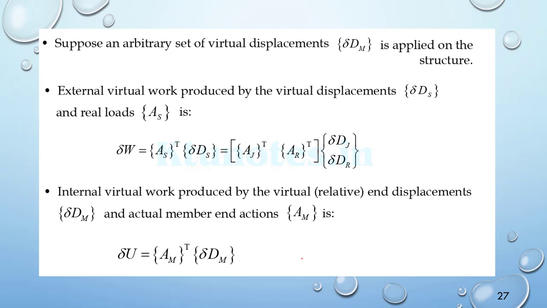Suppose an arbitrary set of virtual displacements, delta DM, is applied to the structure. This delta DM is applied to the structure because this is the member displacement. The external virtual work produced by the virtual displacement delta DS and the real load AS, delta W, is equal to AS transpose into delta DS.